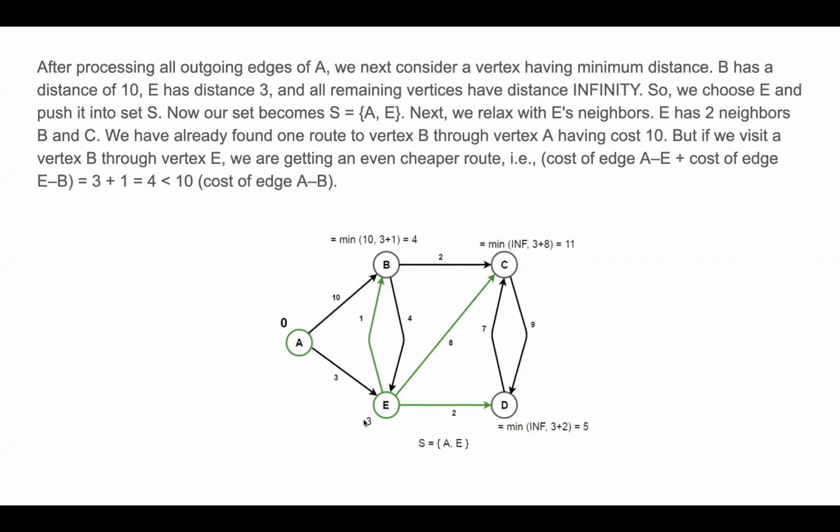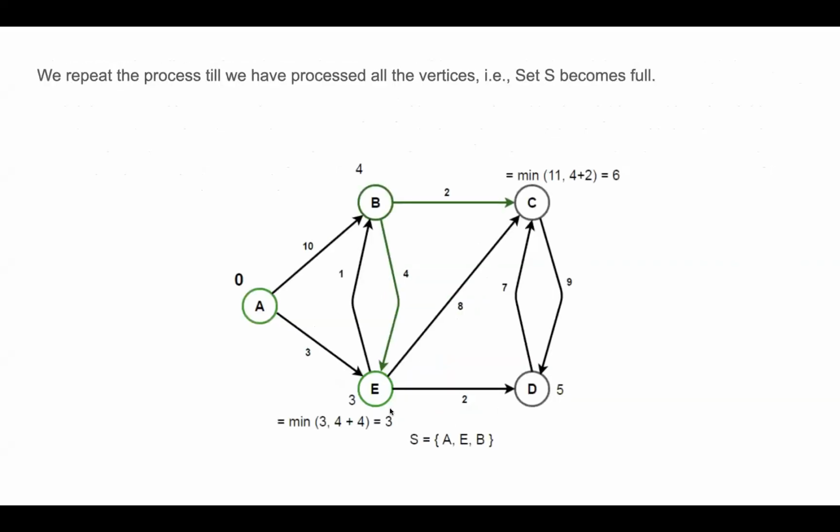Then from E to D, A to E is 3, E to D is 2, which is equal to 5. So what is their minimum for D, infinity or 5? It's 5. So D will be assigned with 5 now. Okay, so in the next step what we can see here is A is source vertex which is 0, E is 3, B is assigned as 4 because here we can go from A to E and E to B. Okay, and C is 11 and D is 5.